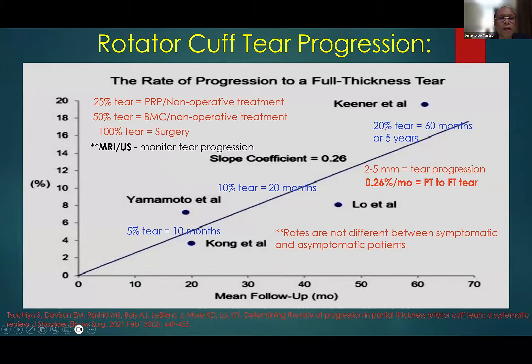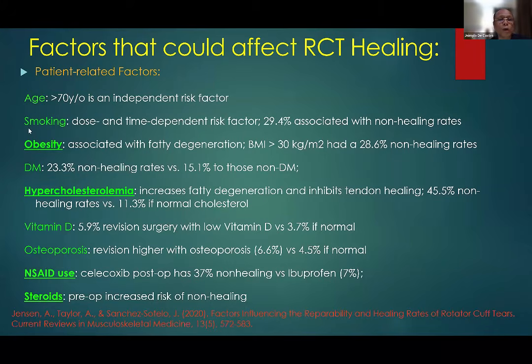Factors that could affect RCT healing. Of course, if you are more than 70 years old, this is an independent risk factor. The other thing is smoking. It is dose and time dependent. 29.4% is associated with non-healing rates.